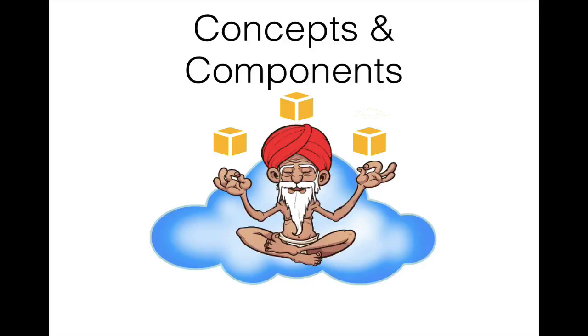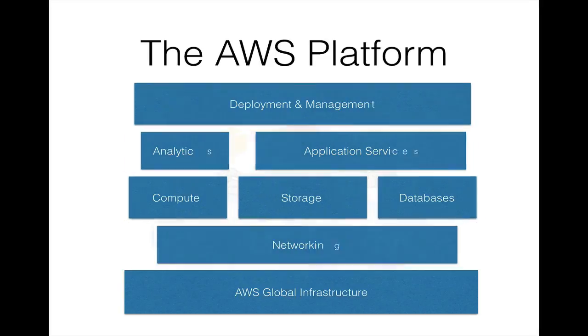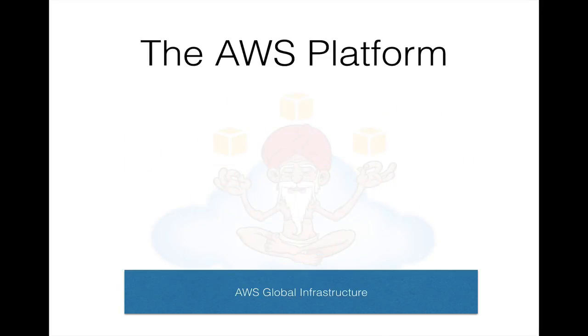This lecture is a high-level look at the AWS platform, and it's going to be broken down into two sections just to keep it under 20 minutes per lecture. So if we go ahead and have a look at the platform. The AWS platform is made up of various components. Starting from the bottom, we'll look at the AWS Global Infrastructure layer.